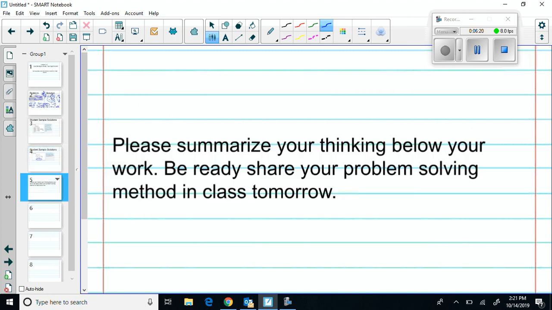So that's another way. For our summarizing section, I would like to have you write down how you chose to solve the problem and why you chose to do it that way. Maybe you chose compatible numbers. Maybe you drew a picture. Maybe you just worked it out by dividing that 3-digit by a 2-digit number. So go ahead and reflect on your thinking and bring your work to school tomorrow.